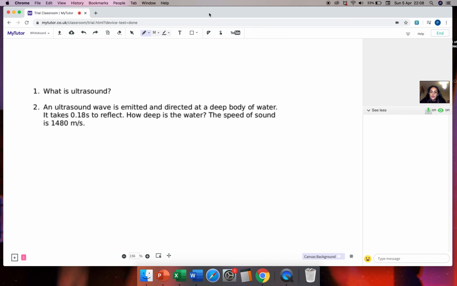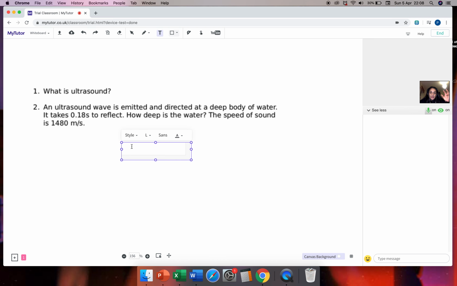The second part of the question is a mathematical calculation. An ultrasound wave is emitted and directed at a deep body of water. It takes 0.18 seconds to reflect. How deep is the water, given that the speed of sound is 1,480 metres per second?